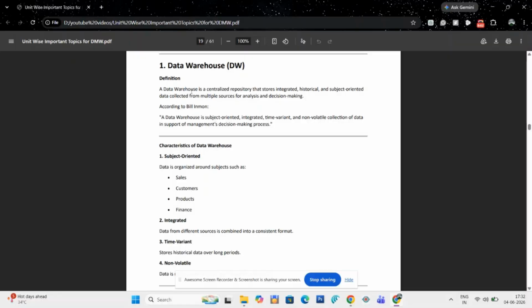A data warehouse is a centralized repository that stores integrated historical and subject-oriented data collected from multiple sources for analysis and decision making. According to Bill Inmon, a data warehouse is a subject-oriented, integrated, time-variant, and non-volatile collection of data in support of the management decision-making process.